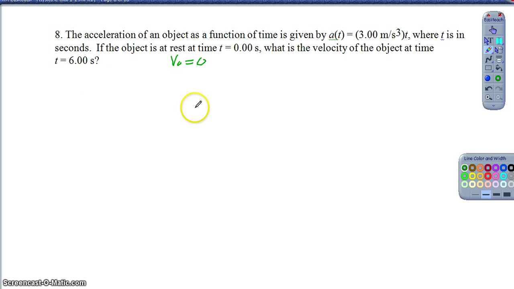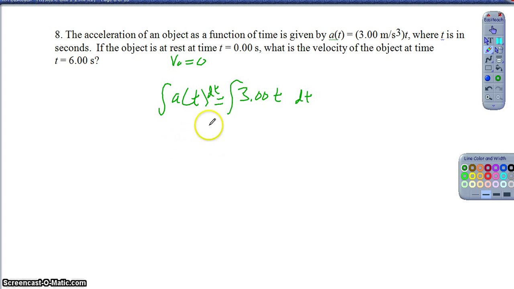So again, the important concept here is I'm going to start with my acceleration function. To find the instantaneous velocity at 6 seconds, I need to find my velocity function. So if a of t equals, and I'm going to drop the units just to keep it simpler, 3.00 t, in order to go from the acceleration to the velocity function, I need to integrate this with respect to t. In doing so, I find my velocity as a function of t.